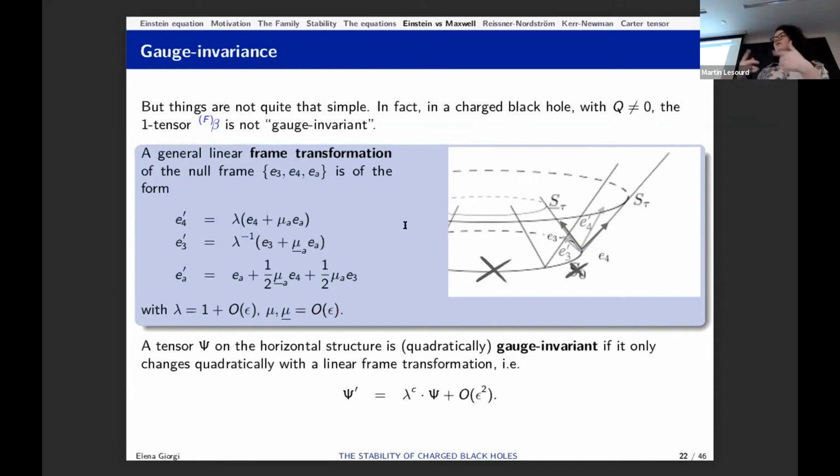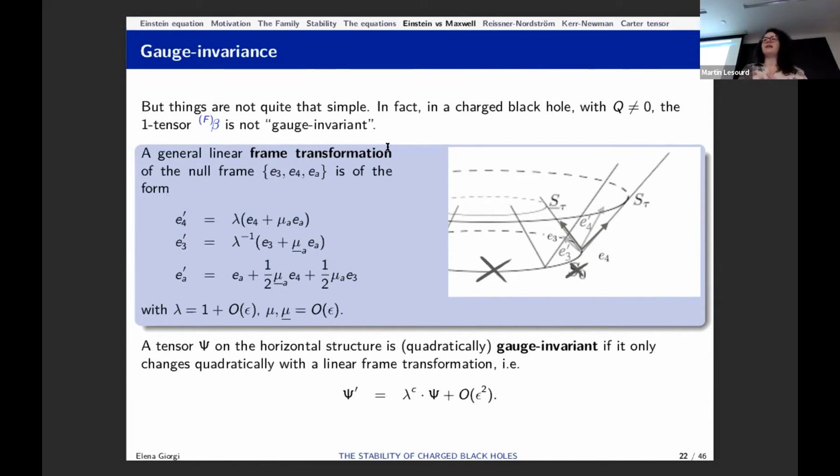So it still satisfies that E3 and E4 are null, and their dot product is still -2 up to epsilon square terms. So it's still a good frame. If something is non-gauge invariant, it means that if you compute it in one frame, in E3 and E4, it gives you, let's say, 0, something that looks like it decays. But if you change the frame, then it's not 0 anymore, or its decay is just completely different.